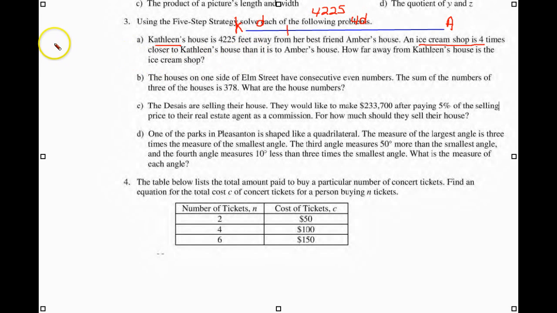Well, our basic equation would be D plus 4D equals 4225. That would be 4 times the distance and then 1 times the distance. And this is the ice cream shop right here. So we get 5D equals 4225. Divide both sides by 5, and we get D equals 845.